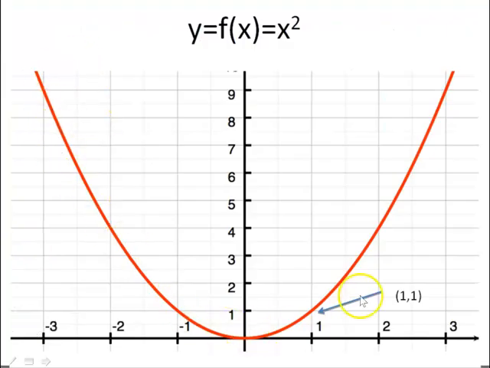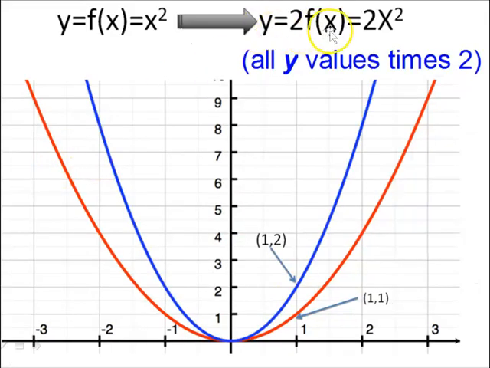So here we have our original curve again, y equals x squared. Notice this point (1, 1), because 1 squared is 1. We're going to use this point for reference in the next few examples. If the graph is transformed to y equals 2f of x, or 2 times x squared, the rule is all the y values get multiplied by 2. The y value in our original point (1, 1) was 1, and the new y value will be 2. Notice that the x values stay the same.